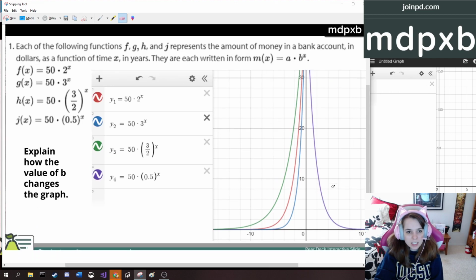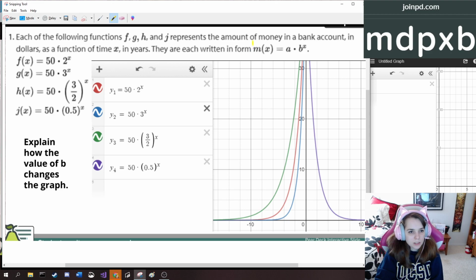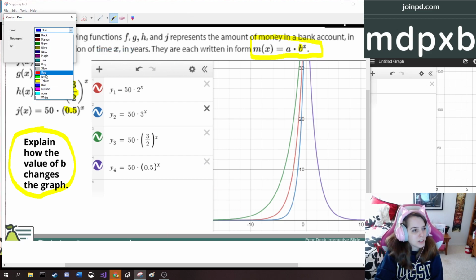What we're interested in is the b value. So here's our equation. If you notice in our equations, all of the a's are the same. What is changing is our b values. So our rate of change, or our b value right here, is what's changing with these graphs. What we want to know is, how does the b value in our equation affect how our graph looks? And I'm going to color code it so you know.